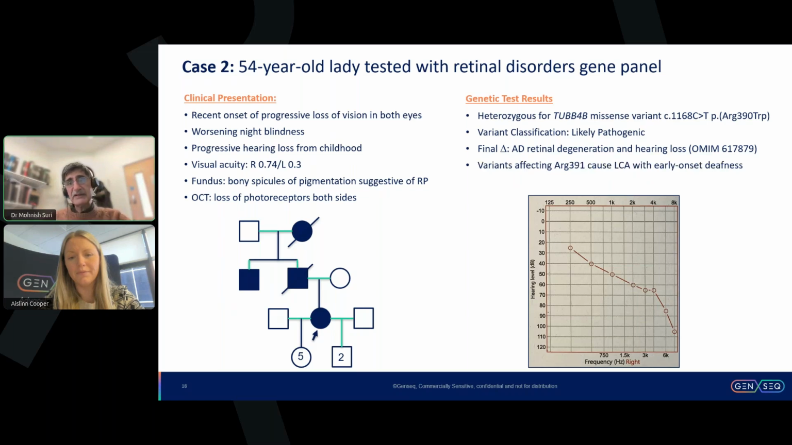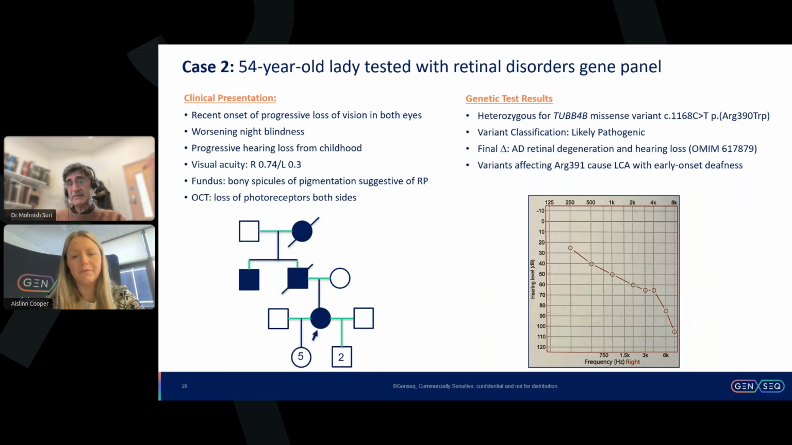Now, it's very interesting that this lady has an arginine at position 390 changed to a tryptophan. When you look at the literature, this is a recently delineated entity. What has been reported in association with TUB4B previously is this condition, Leber congenital amaurosis with early onset deafness. So the lady did have early onset deafness, but she didn't have Leber's because she only developed her eye findings in her 50s.